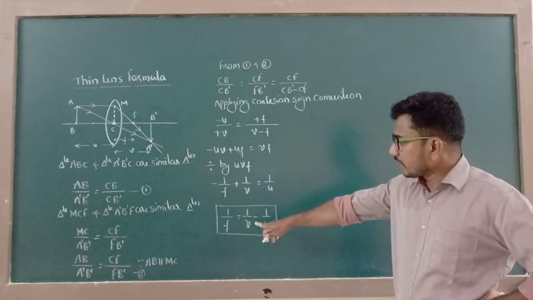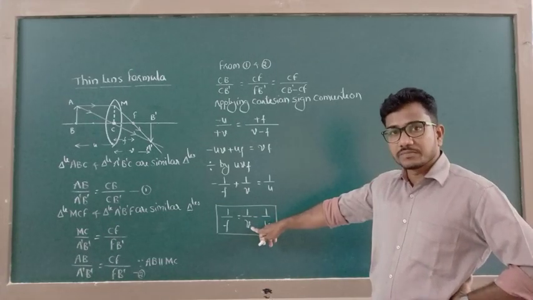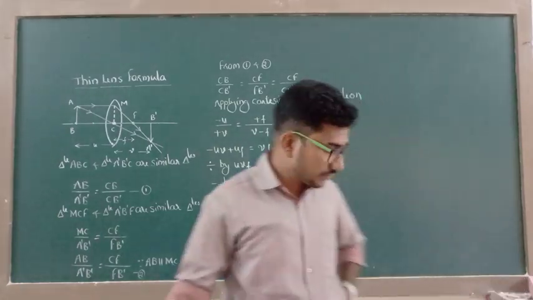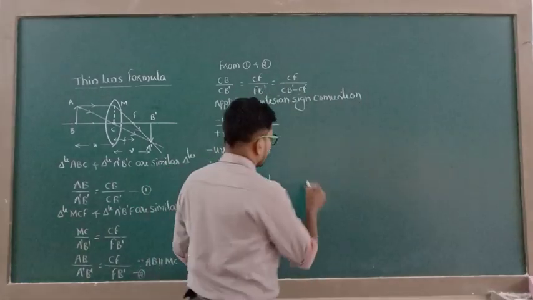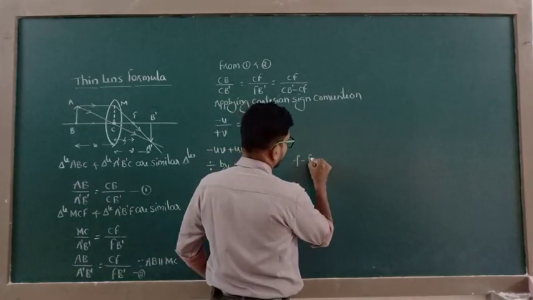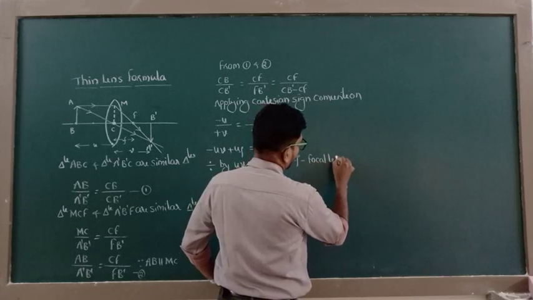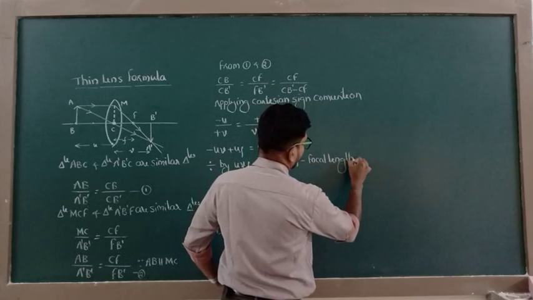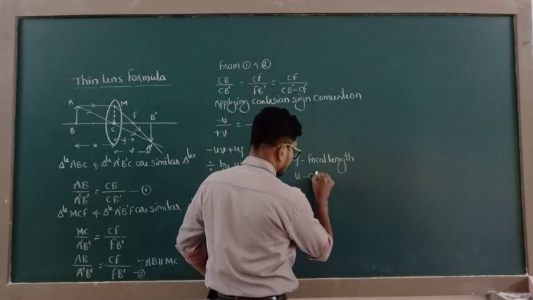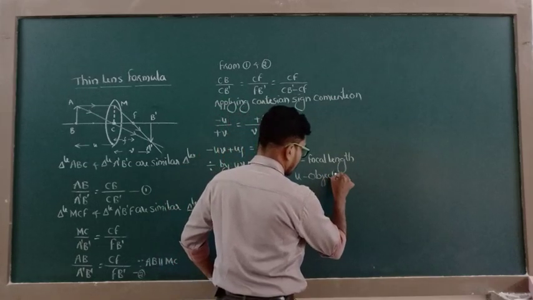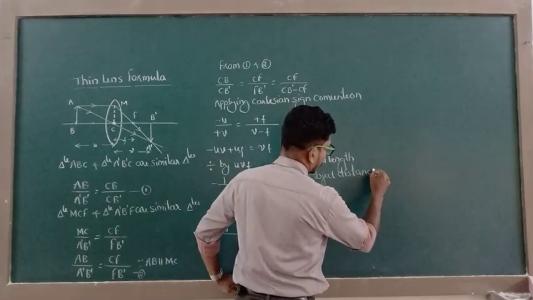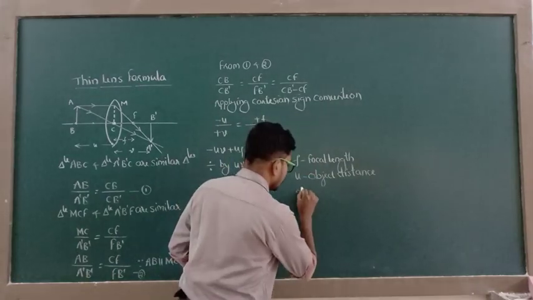Here F is focal length, U is object distance, and V is image distance. So here f is focal length, u is object distance, v is image distance.